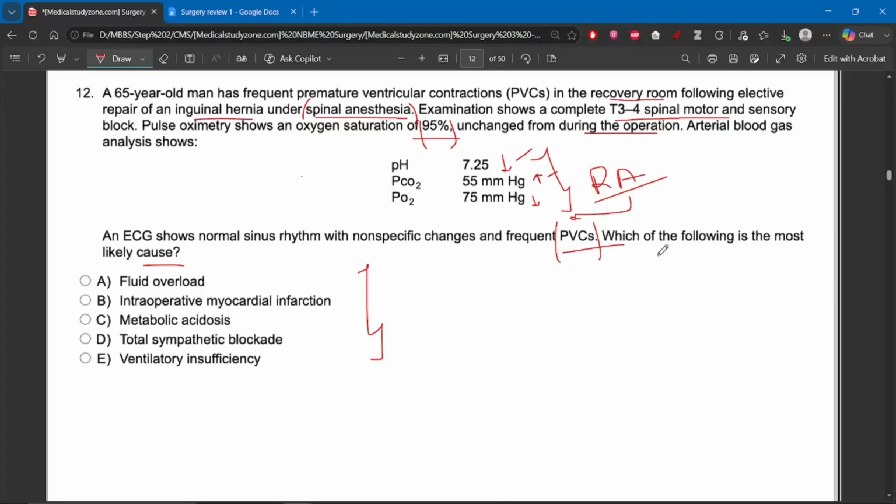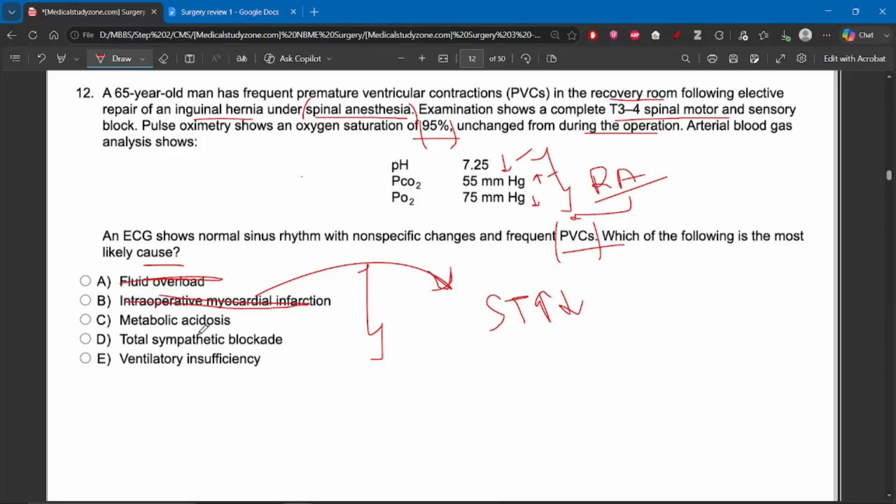Now, if I were in your place looking at this question during my exam, I would first of all eliminate the obvious ones. This is obviously not fluid overload, because this question has no clue pointing towards fluid overload. Intraoperative myocardial infarction: a patient with an MI is not going to have PVCs. It's highly unlikely. A patient with MI is going to have typical ST elevations or depressions, right? So it's not an MI.